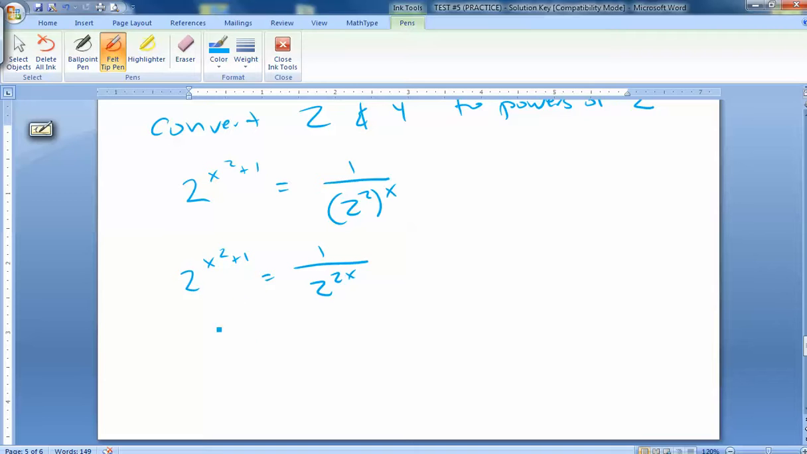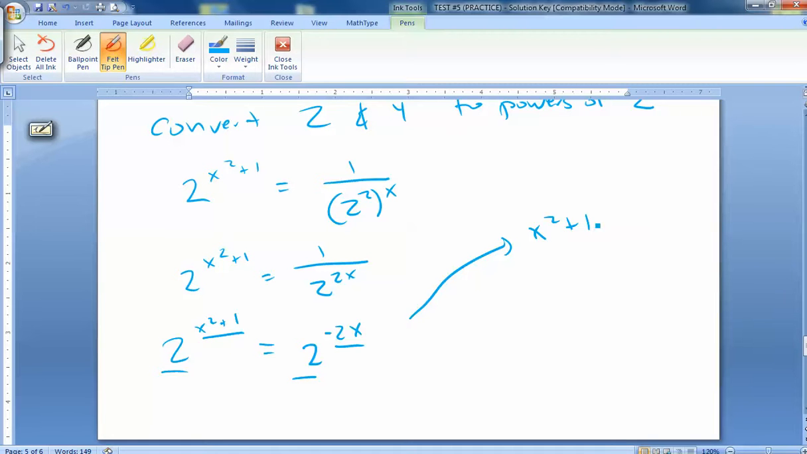Now, because it's on the bottom, for the right side of the equation, you can put it like this. Remember, negative exponents allow you to flip fractions over. Since the bases are the same, the exponents must be the same.